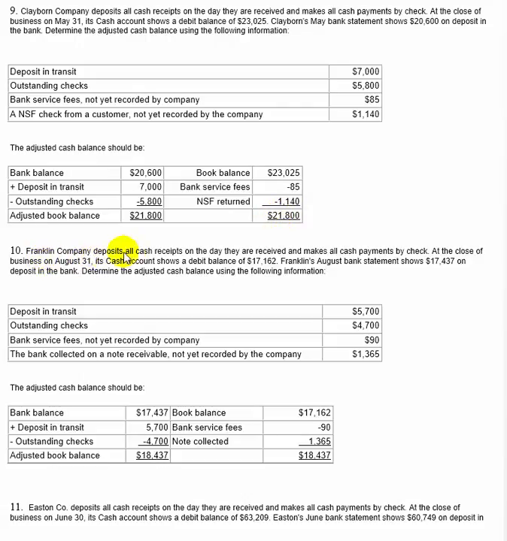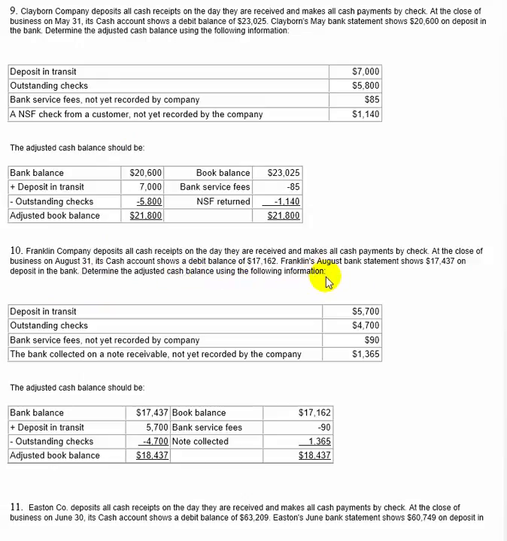Now number 10. Franklin Company deposits all cash receipts on the day they are received and makes all cash payments by check. At the close of business on August 31st, its cash account showed a debit balance of $17,162. Franklin's August bank statement shows $17,437 on deposit in the bank. This is just like the last problem. Determine the adjusted cash balance using the following information.